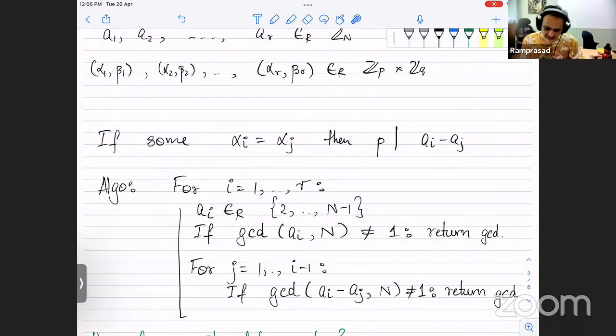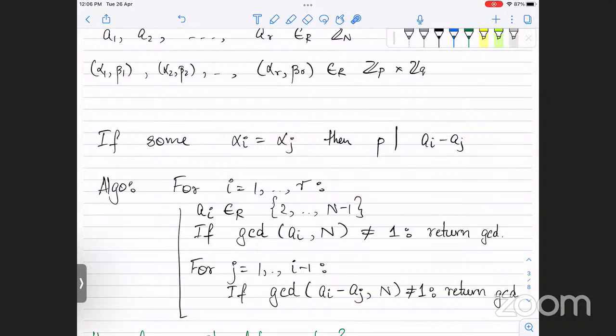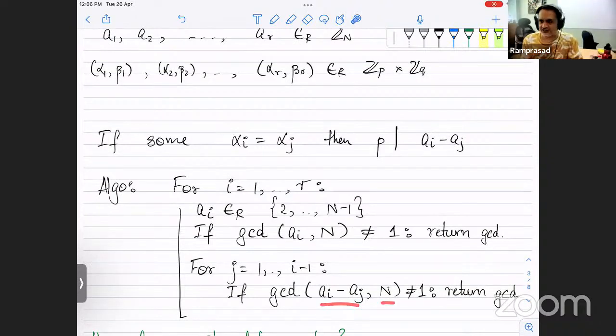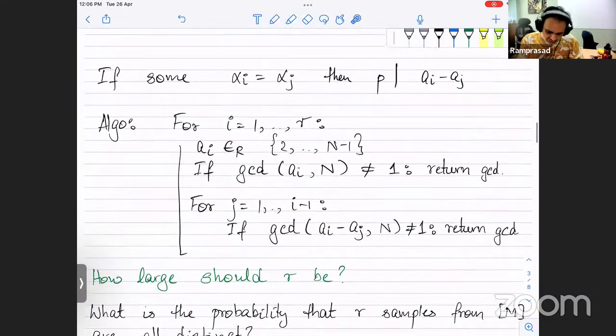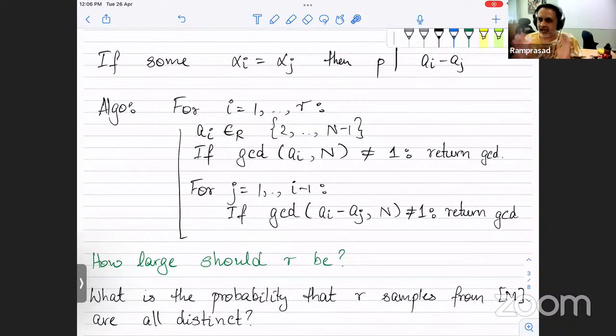The interesting thing is every time I find a new sample, let me take a difference with all the previously found AJs. And if the GCD of this difference with n was non-trivial for any of them, I return the GCD. Is the algorithm okay so far? So we're basically going to ask, how large should R be so that, with high probability, or even heuristically, in a very rough estimate, I expect to find a collision in the first coordinate.